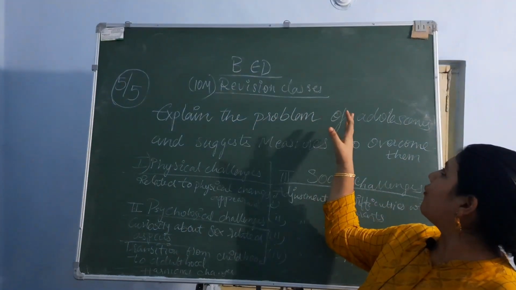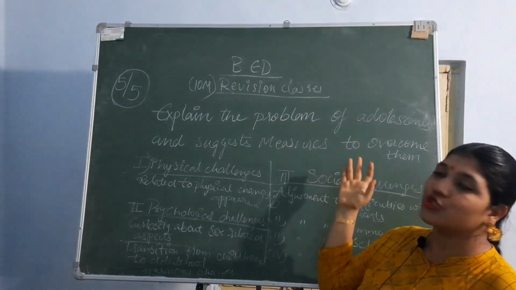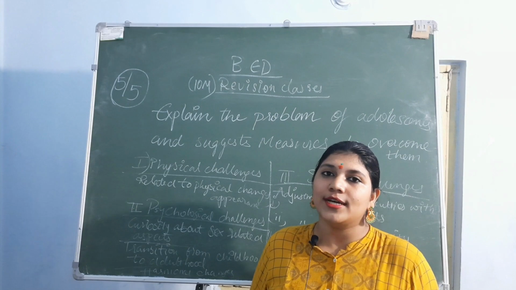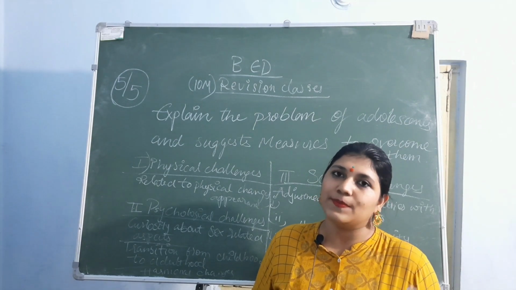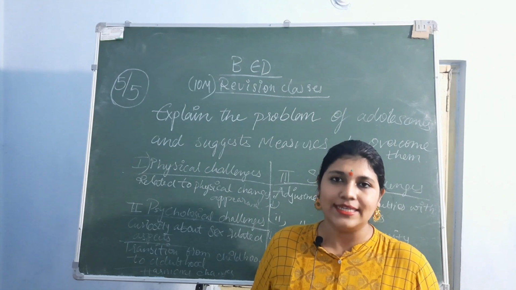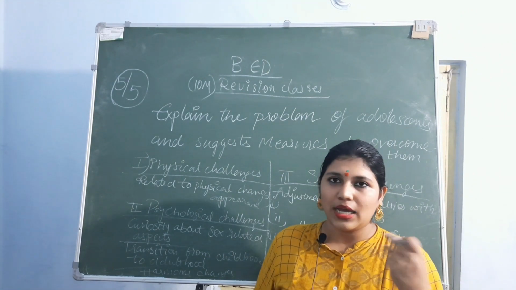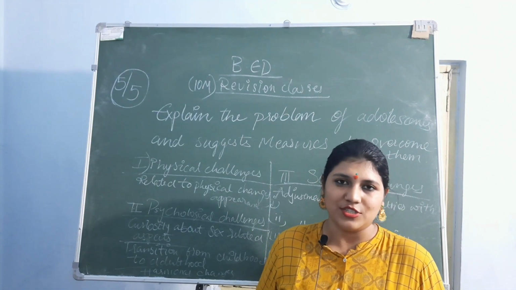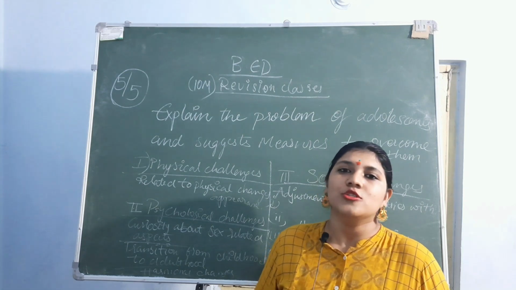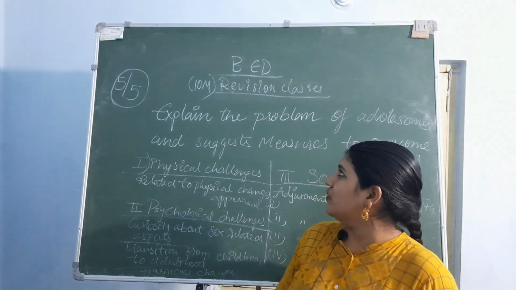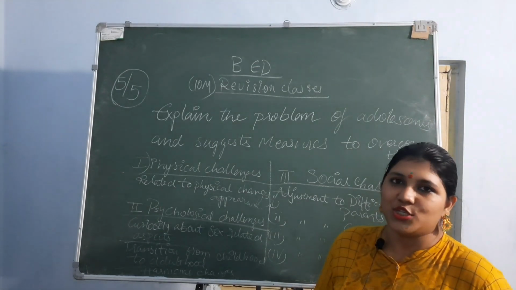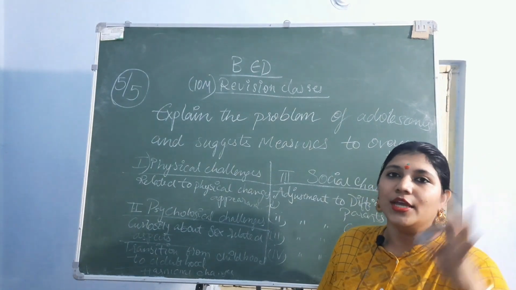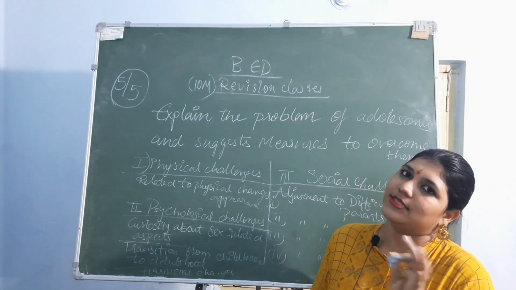Explain the problem of adolescence and suggest the measures to overcome them. Okay, we already understood what problems they face because of the developments in their body at that adolescent age. We are already aware of that. We have revised it in the previous answer, and we generally know about that, right? So now we have to suggest measures by understanding their problems. Just put your mind into your adolescent age and give them the suggestions.